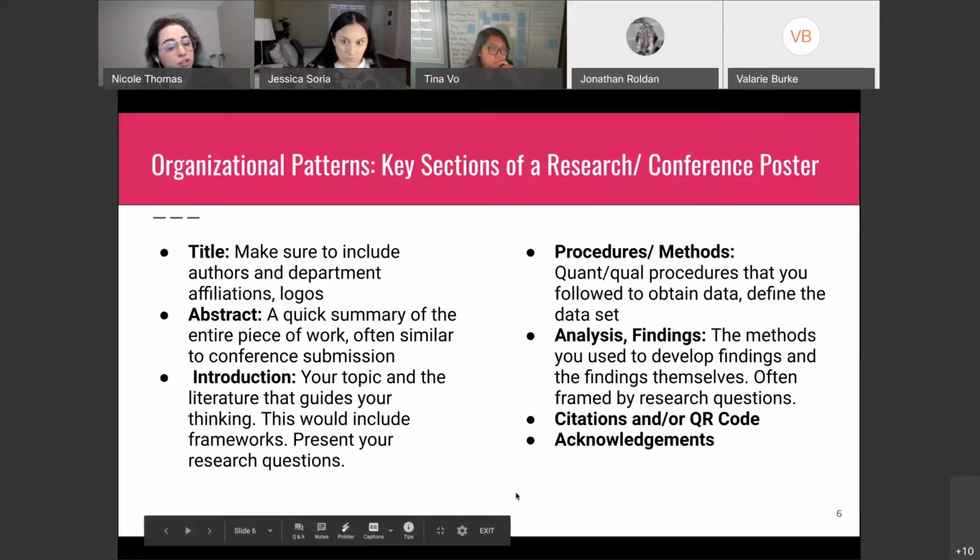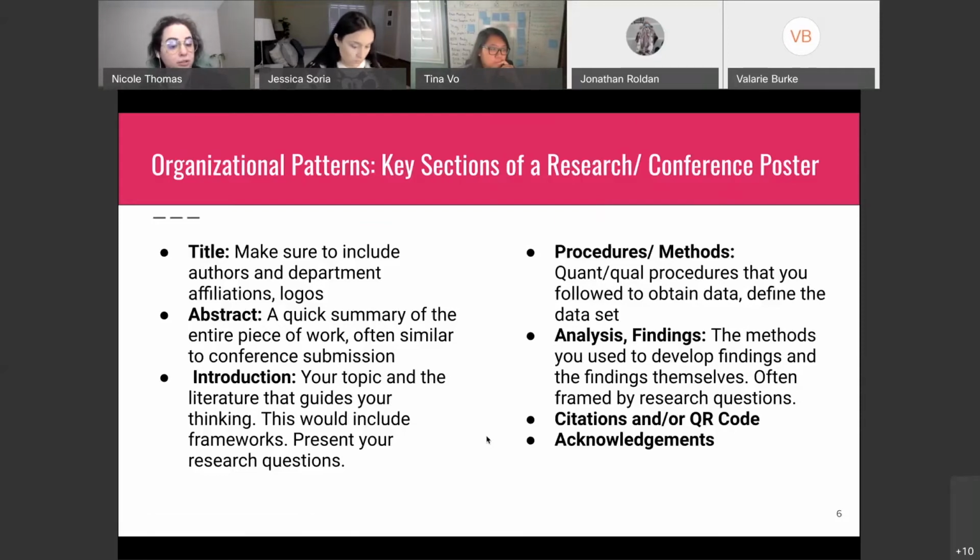For your introduction, this will be your topic and the literature that guides your thinking. This would include any frameworks that you have, as well as your research questions. So this is where you're going to have your introduction. For your procedures and methods, you'll have quant and qualitative procedures, either both or one or the other, that you followed to obtain your data.